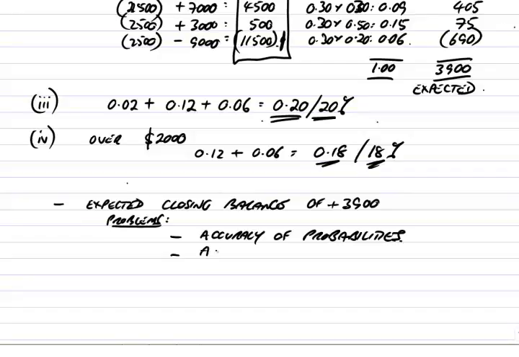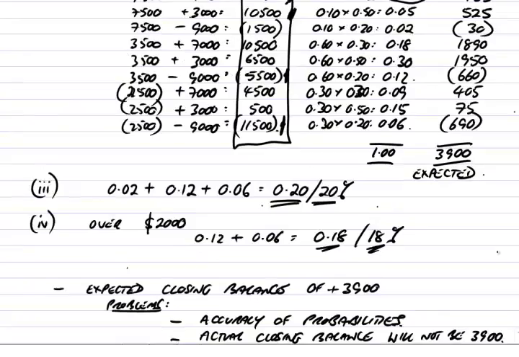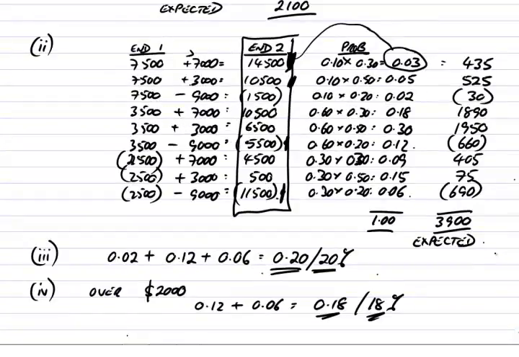That the actual closing balance will not be 3,900. Again, I'm not going to write a long essay here, and you wouldn't expect a long essay, but it'll be one of those balances listed.